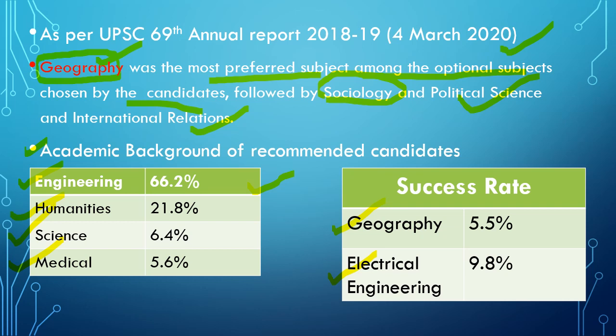Now if you see the success rate of geography and electrical engineering, again this is data provided by UPSC. The success rate in geography is 5.5%, whereas for electrical engineering it is 9.8%. That means it is almost 1.8 times the success rate of geography. So it's always preferable, if you are from an electrical engineering, electronics or instrumentation background, to go for the electrical engineering optional paper.